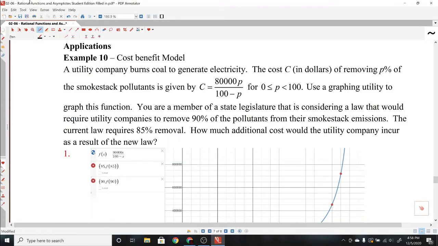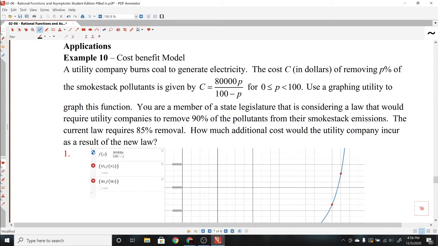Okay, so we have two examples here. There's a cost benefit model. It says a utility company burns coal to generate electricity. The cost of removing P% of the smokestack pollutants is given by this function here for 0 to 100. Again, because it's a percent, you're either removing 0%, you can move up to 100%, but more than likely it's going to be somewhere in between those values.